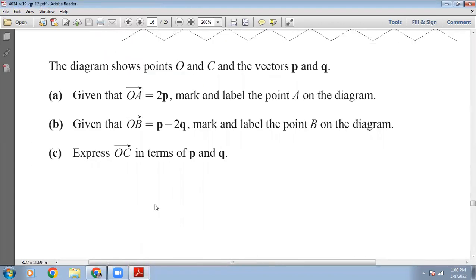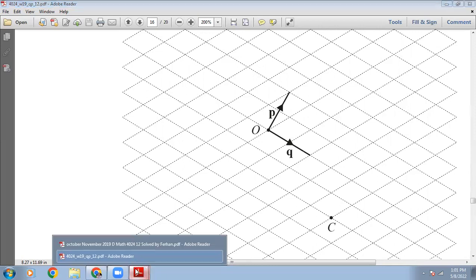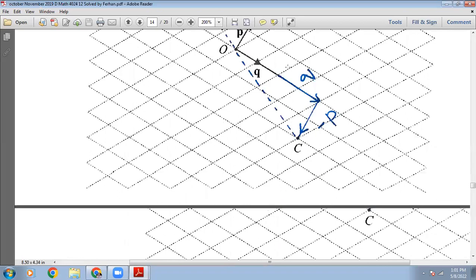Okay. Then the last question, express OC. If you join O with the C, to find out what is OC, see the trick. This is P, 2P minus, sorry, I used the wrong word. Q, 2Q minus P. So this is how you will find what is OC.